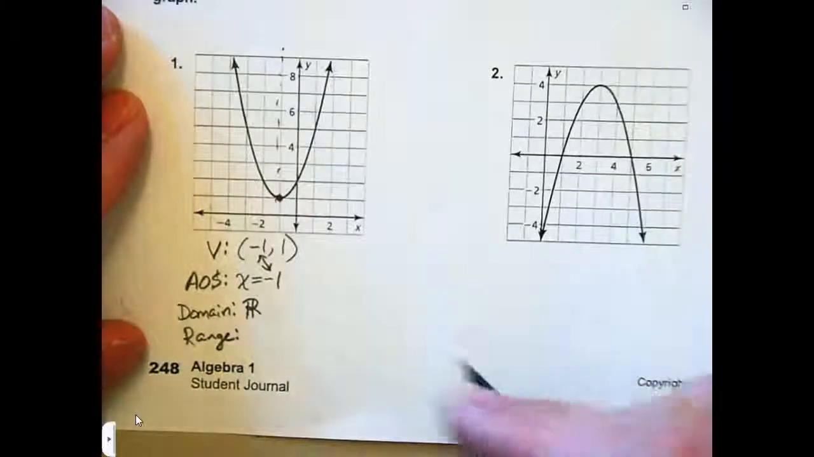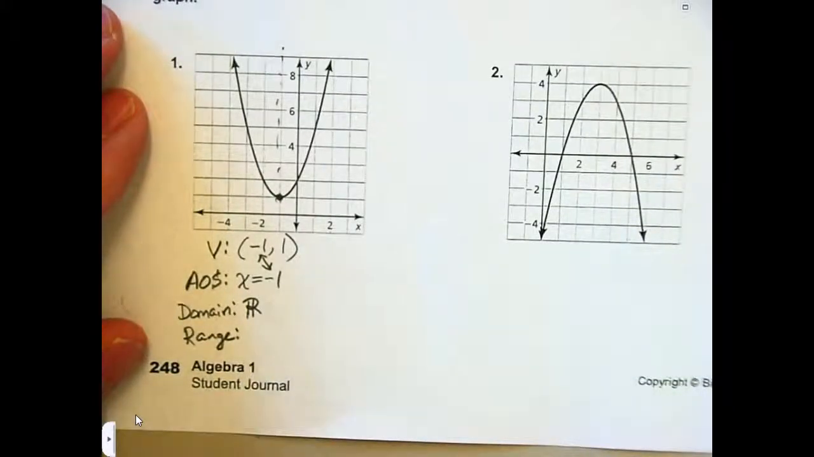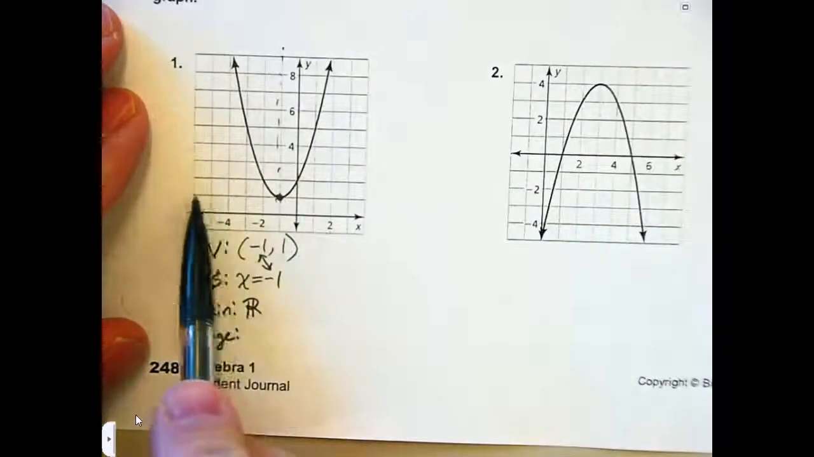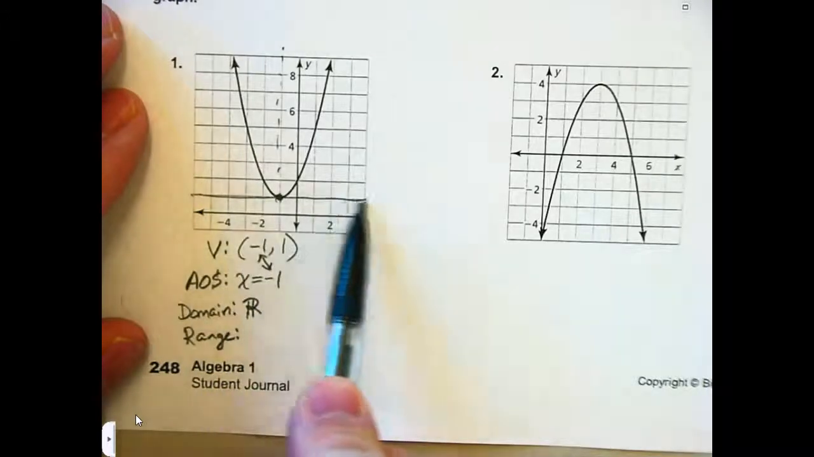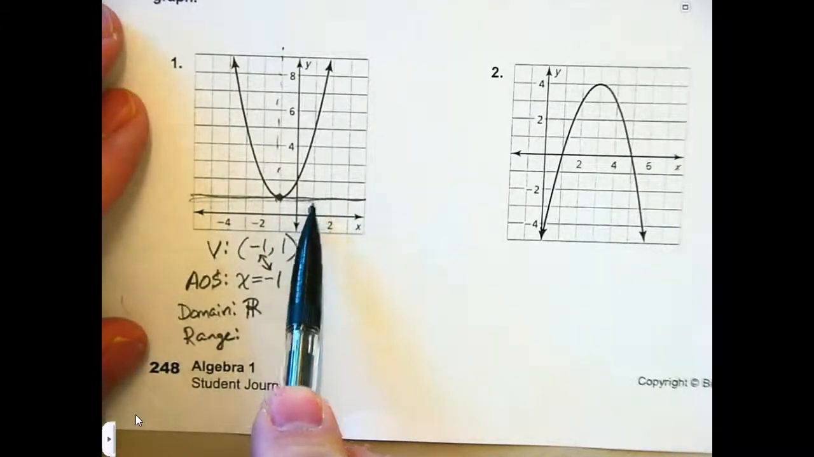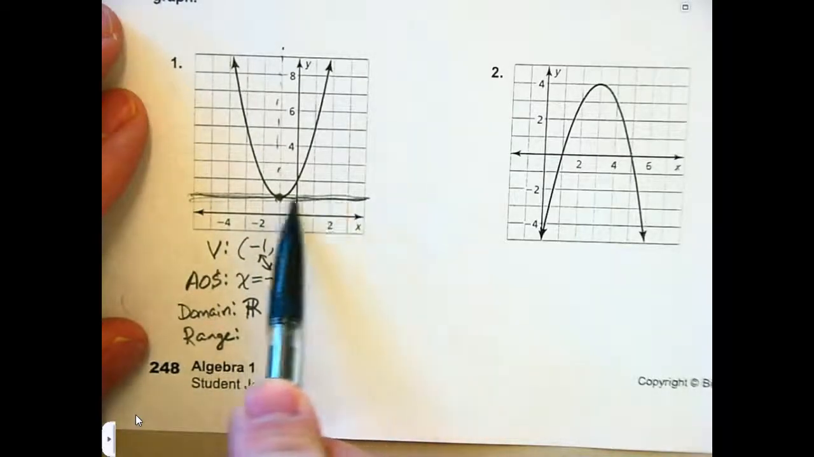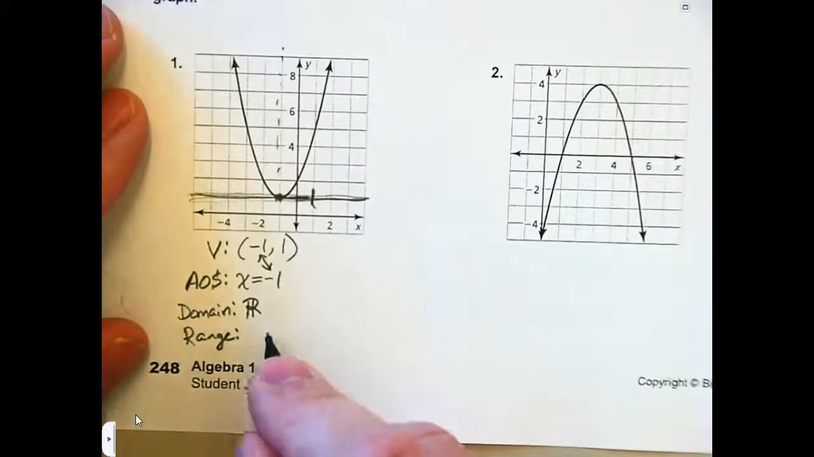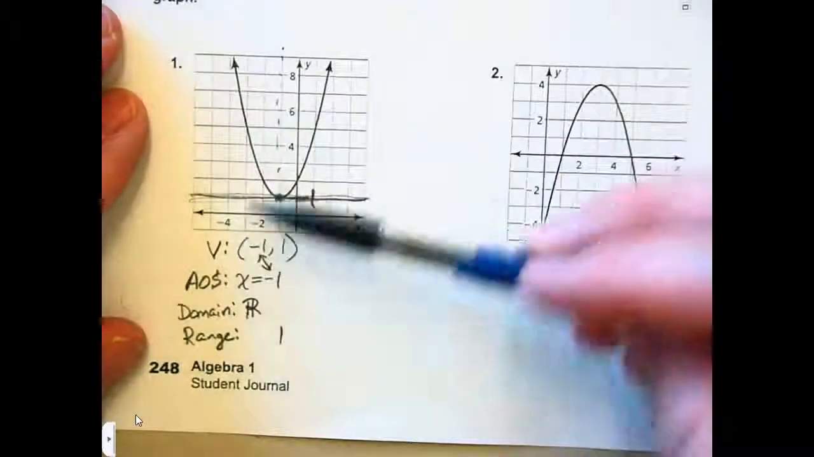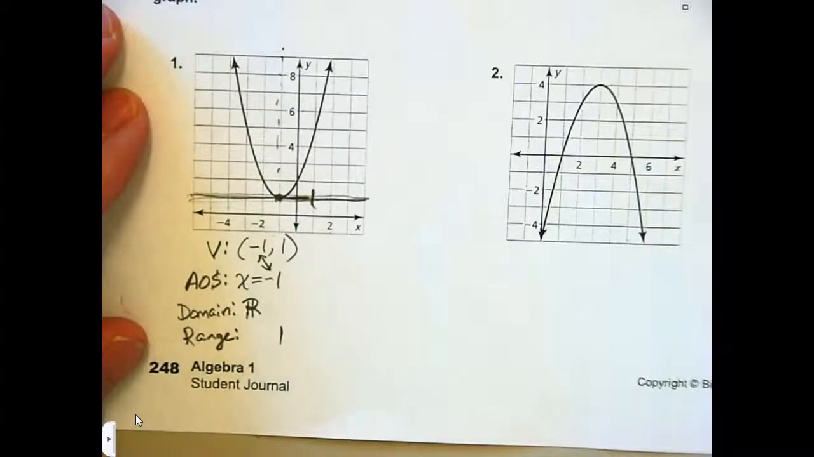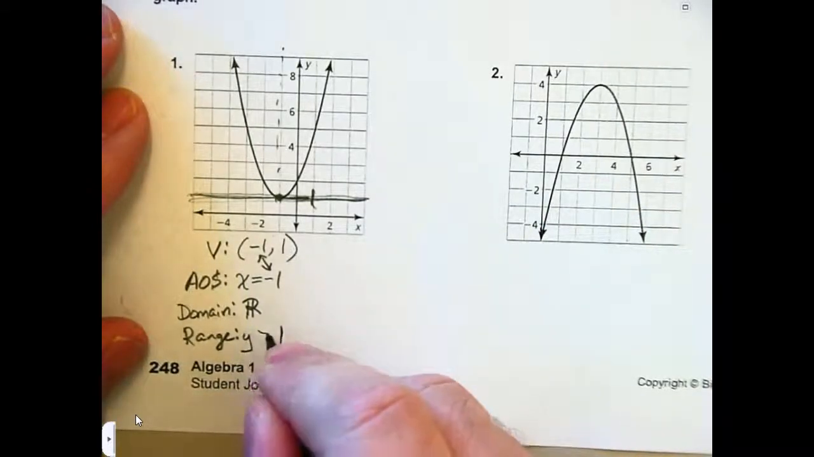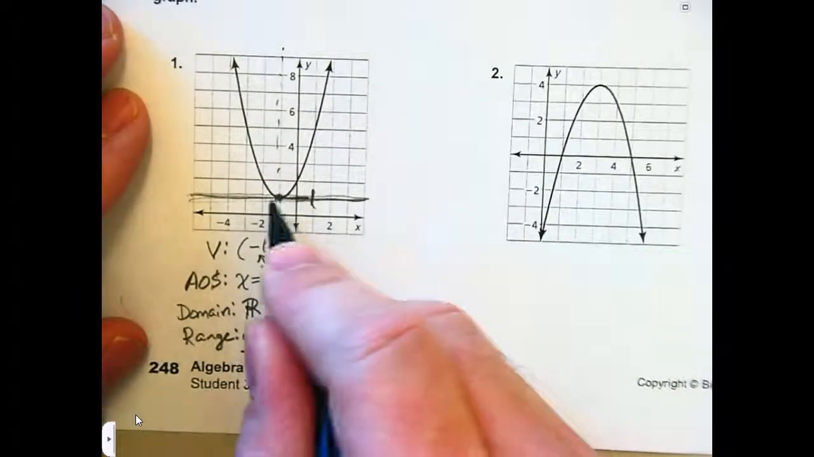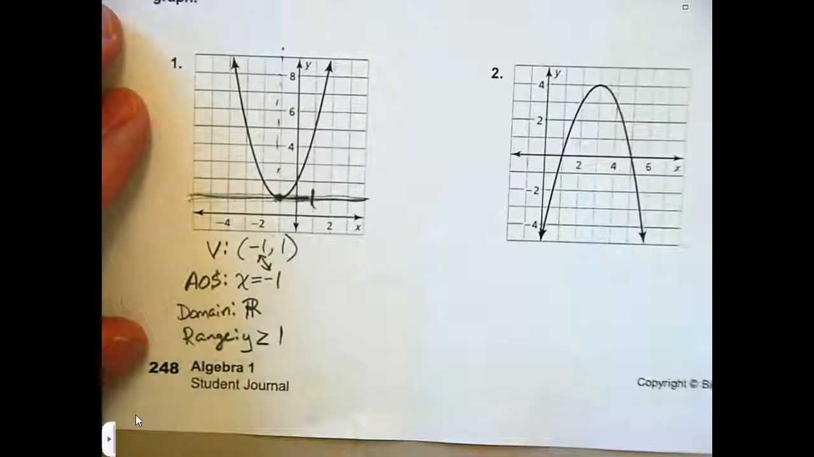Okay, we got range. Range is where it exists on y. It starts existing right here, so where is that crossing the y-axis? At 1. So it's at 1 and it's getting bigger. It's going upward from 1, so y is greater than 1. Can it be equal to 1? Does it actually hit that line? Yeah, it does. So y is greater than or equal to 1.